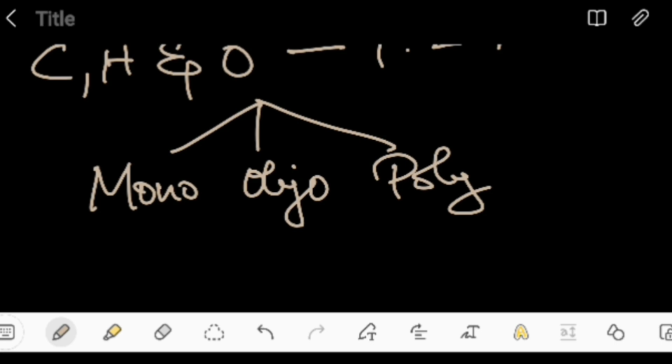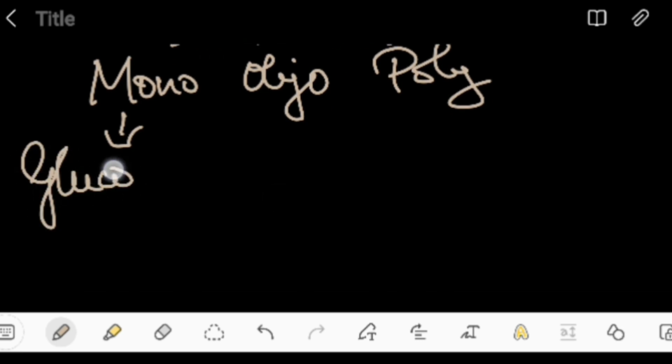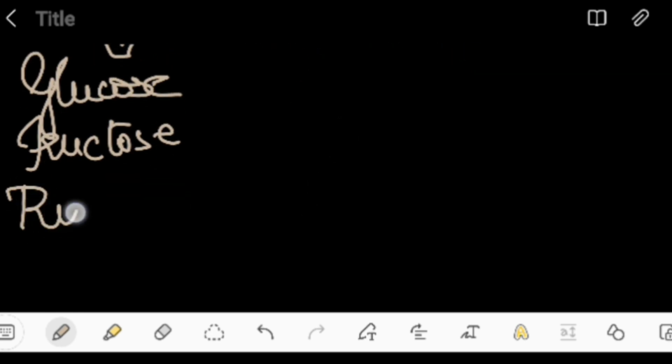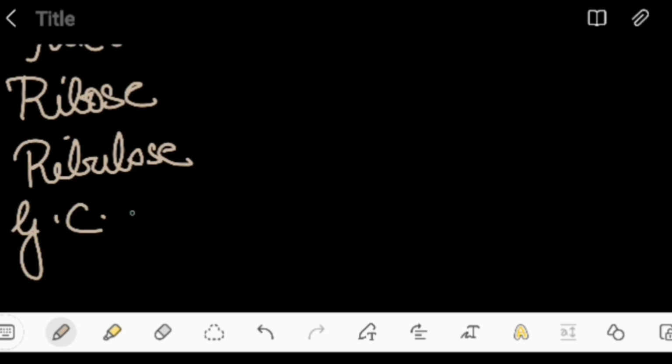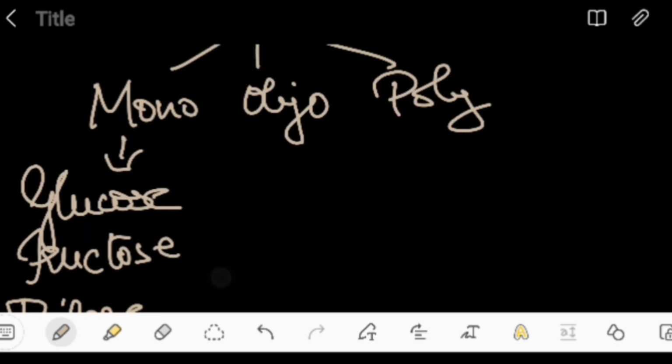Now, as an example of monosaccharides, glucose. Can you divide it into any other carbohydrates? No, glucose is glucose. Same applies for fructose, ribose, glyceraldehyde or dihydroxyacetone, ribulose, etc. So all these come under monosaccharides.